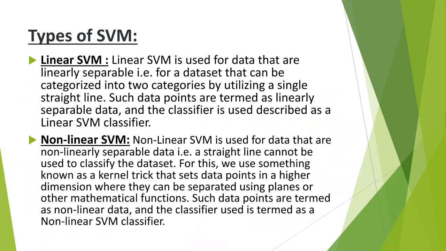Nonlinear SVM. Nonlinear SVM is used for data that are nonlinearly separable, that is, a straight line cannot be used to classify the data set. For this, we use something known as the kernel trick that sets data points in a higher dimension where they can be separated using planes or other mathematical functions. Such data points are termed nonlinear data, and the classifier used is termed a nonlinear SVM classifier.